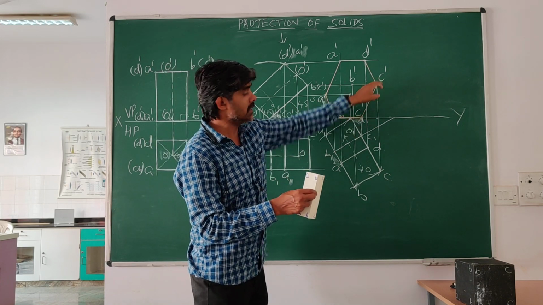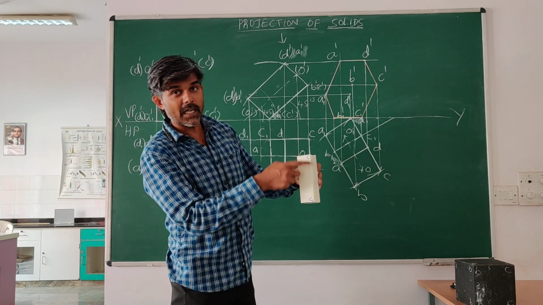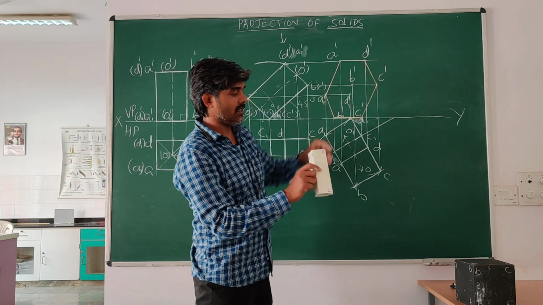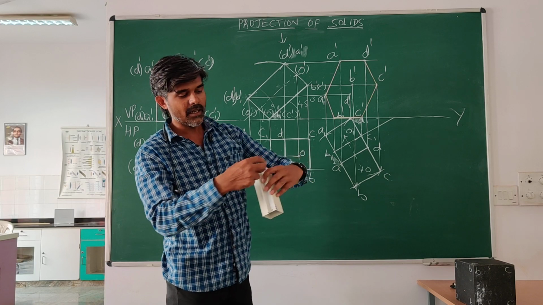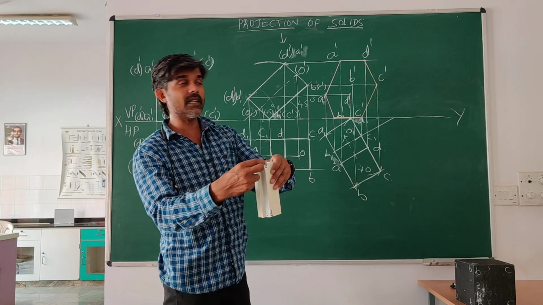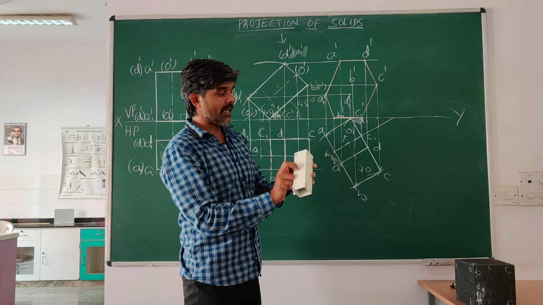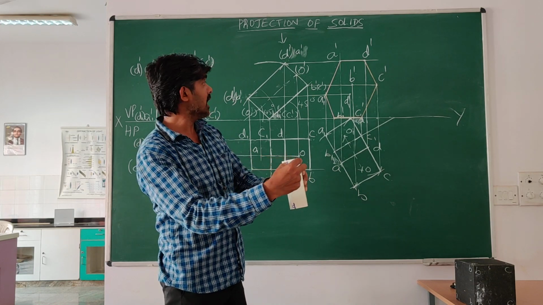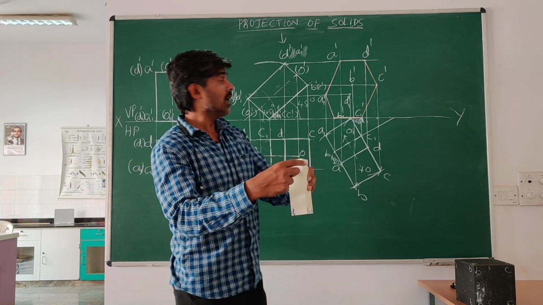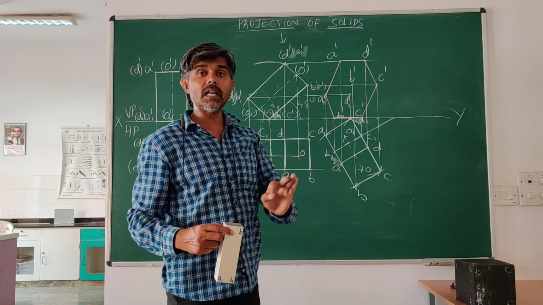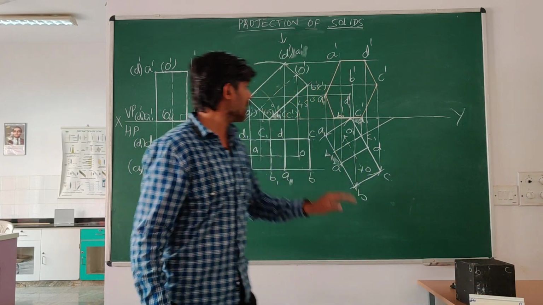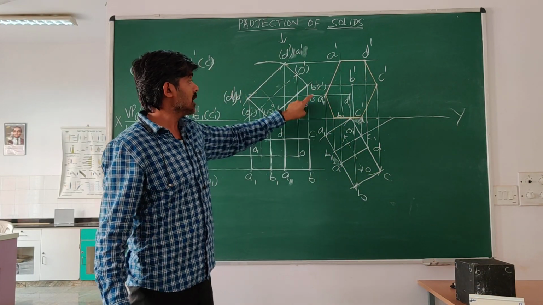Now C1C, real edge. CD, C and D, CD is a real edge. DA is a real edge. So all the lines I have joined are real edges. This is one condition. Simply I can't join any points I want. They should be real edges.